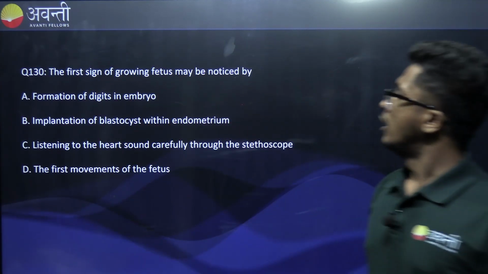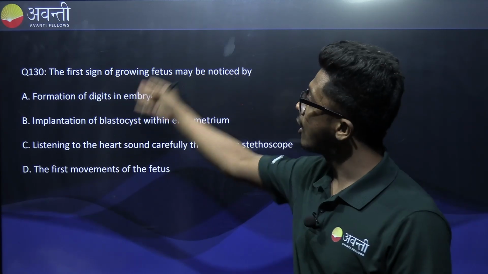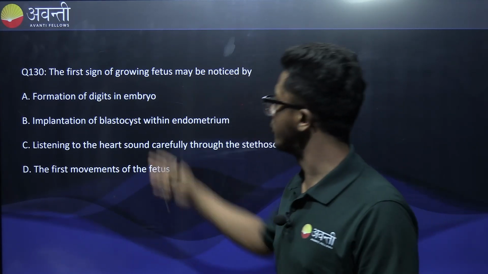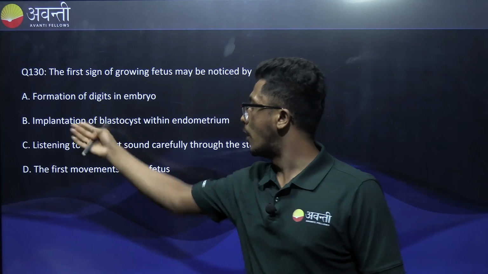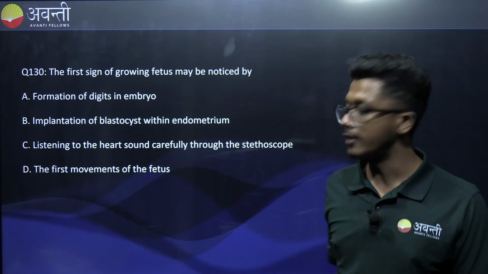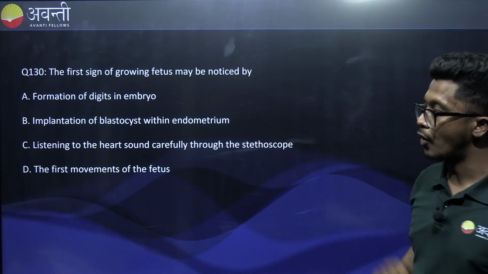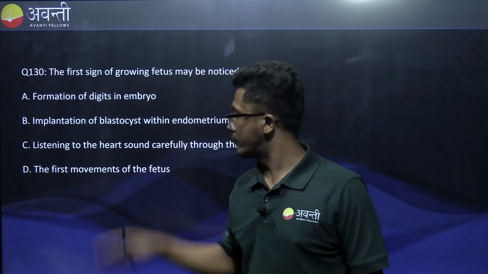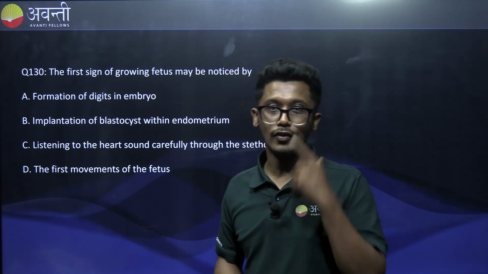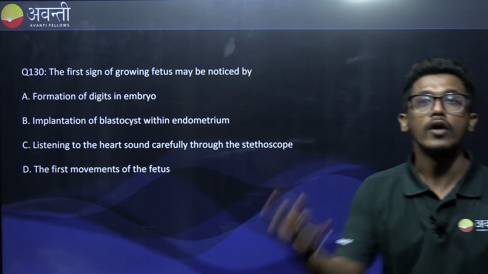Our next question. The first sign of growing fetus is noticed by. Here are our options. Option A says formation of digits in embryo. Option B says implantation of blastocyst within endometrium. Option C says listening to the heart sound carefully through the stethoscope. And option D says the first movement of the fetus. So by this you can determine that you already have the first growing signs of a fetus.